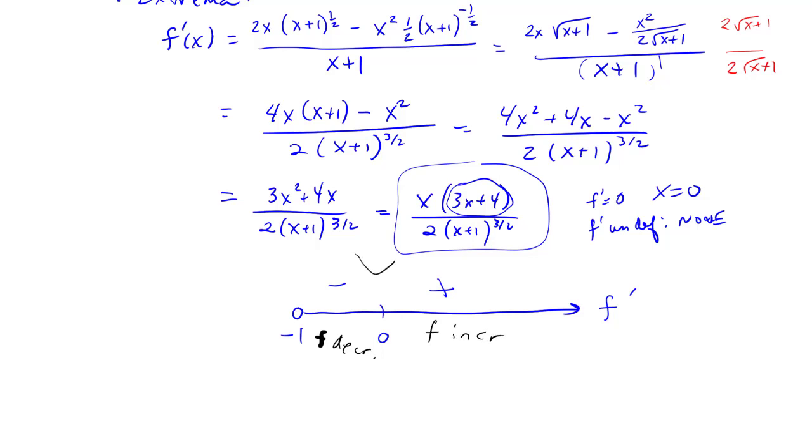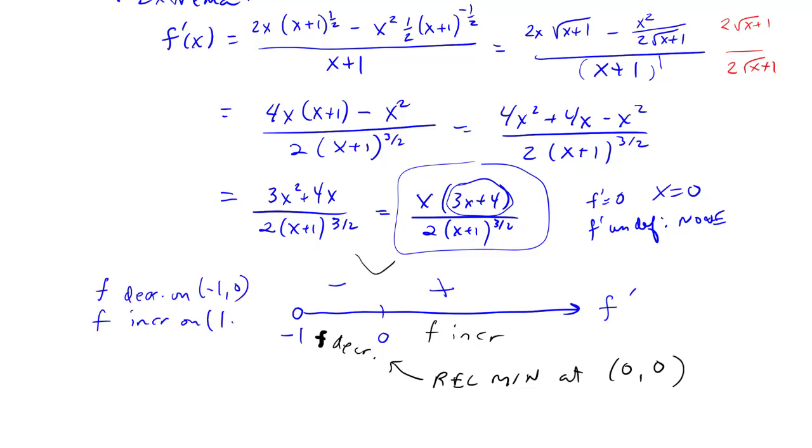So we had decreasing, increasing, and so what I see is I actually have a relative min here at 0. We already figured out the value is 0, because if I plug 0 in, I get 0. Okay, so I found a relative minimum there. Furthermore, if we want to record some of this, f was decreasing on (-1, 0), and f was increasing on (0, infinity).